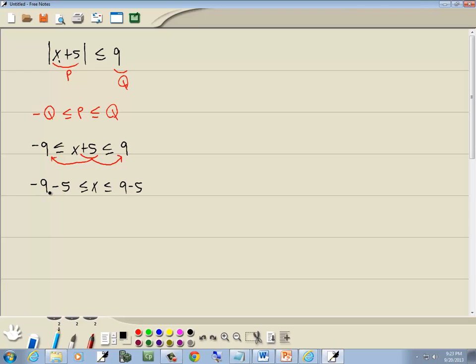Now combine numbers at any step. Negative 9 minus 5 is negative 14, is less than or equal to x, is less than or equal to 9 minus 5, which is 4. Now x is by itself, so we've got that one solved.